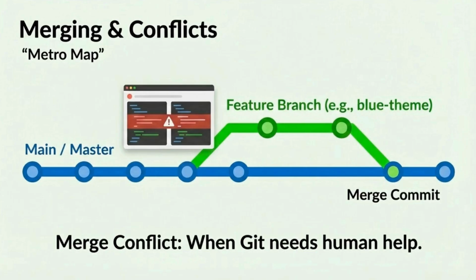Once your experiment is a success, you want to bring those changes back to the main project. This is called merging. Most of the time, Git is smart enough to combine the files automatically, but sometimes if you change line 10 and your teammate also changes line 10, Git gets confused. This is called a merge conflict. It sounds scary, but it just means Git is pausing and asking, hey, which version do you want to keep? You pick the winner and the merge finishes.